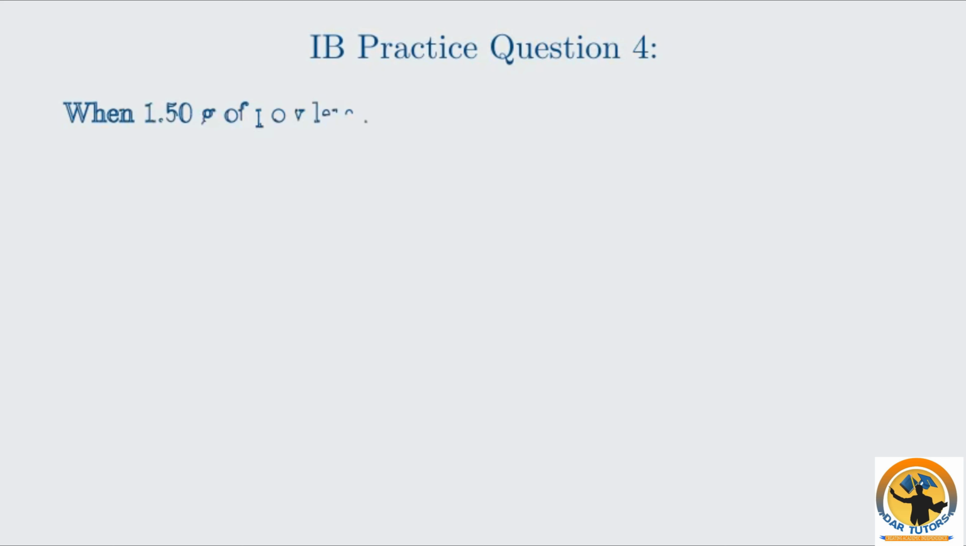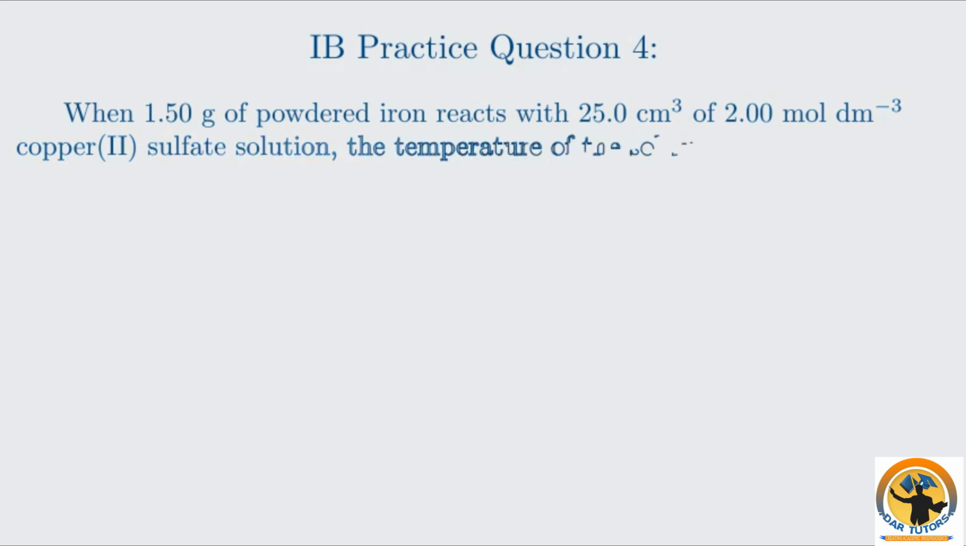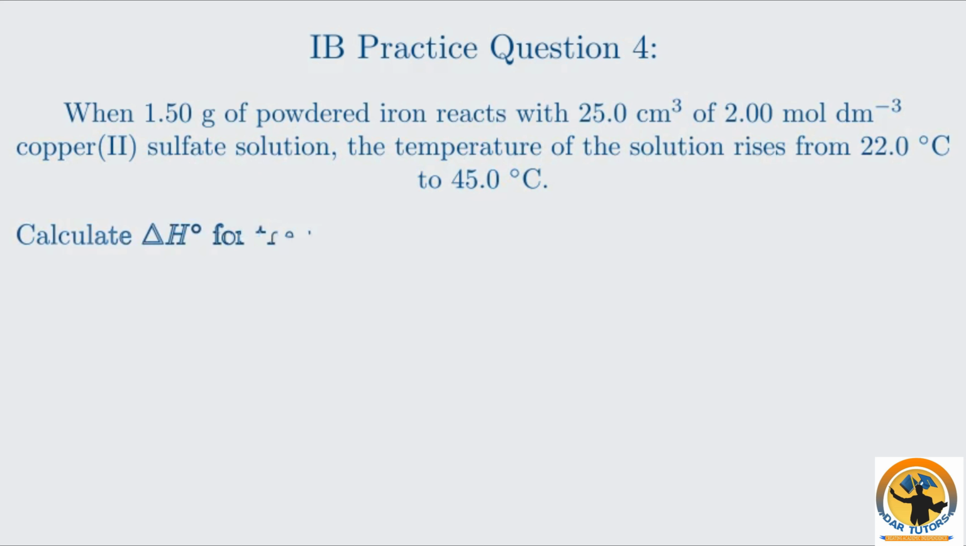Question 4 combines our concepts with stoichiometry. We'll find the limiting reactant and calculate delta H naught. IB practice question 4. When 1.50 g of powdered iron reacts with 25.0 cm3 of 2.0 mol dm-3 copper(II) sulfate solution, the temperature of the solution rises from 22.0 degrees C to 45.0 degrees C. Calculate delta H for the reaction.